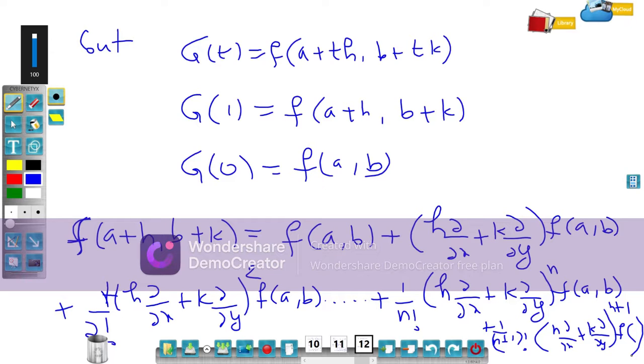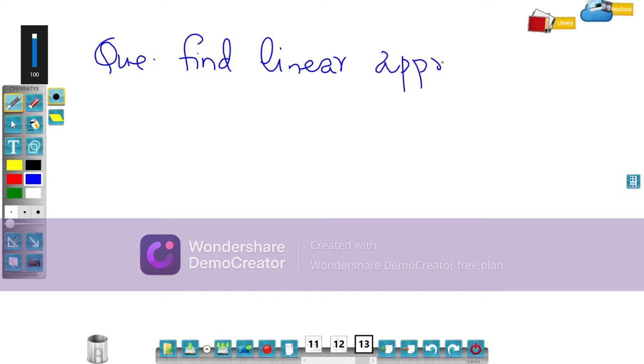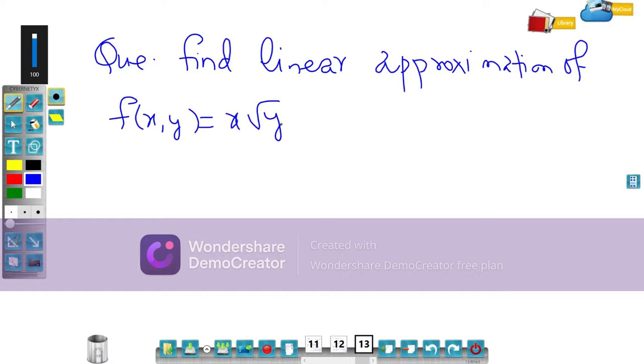It has a tremendous application. We will explore a few of the applications, that is, how to find the linear polynomial and quadratic polynomial using the Taylor's series expansion. So the question is, find the linear approximation of f(x, y) = x root y at (1, 4).